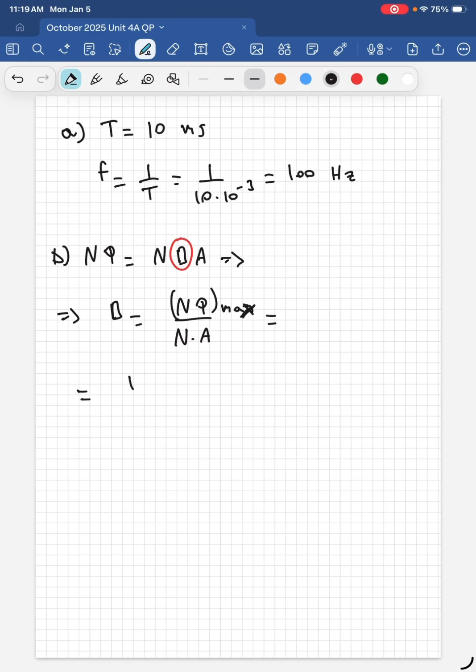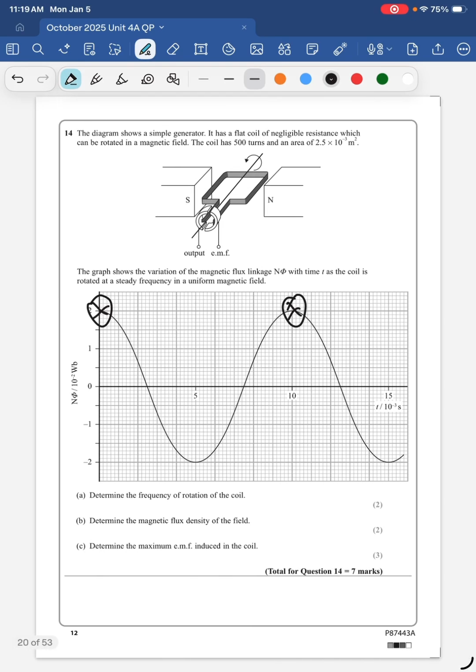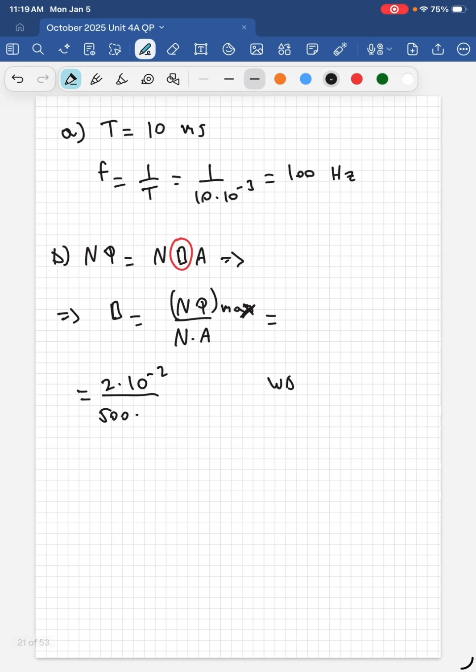And this is equal to 2 times 10 to the negative 2 Webers over N. The number of turns is 500. The surface area is, what was it, 2.5 times 10 to the negative 3. So the answer is 0.016 Tesla.